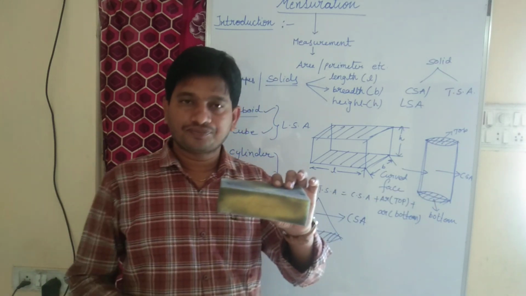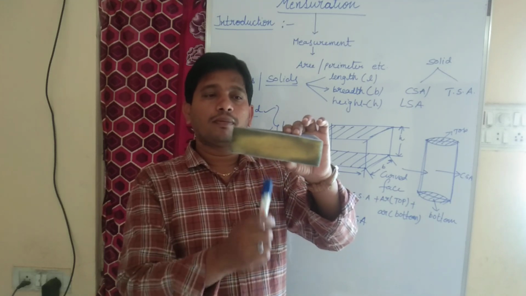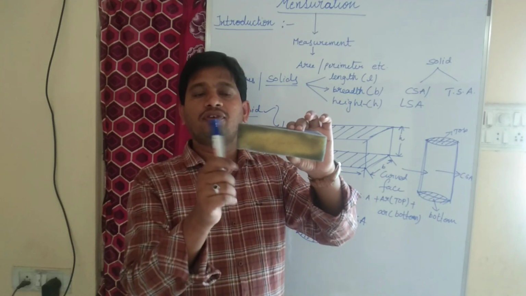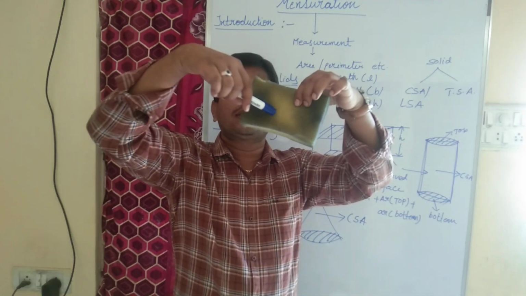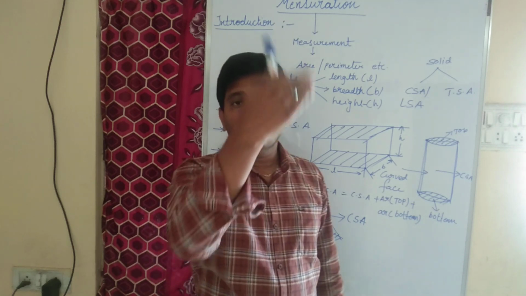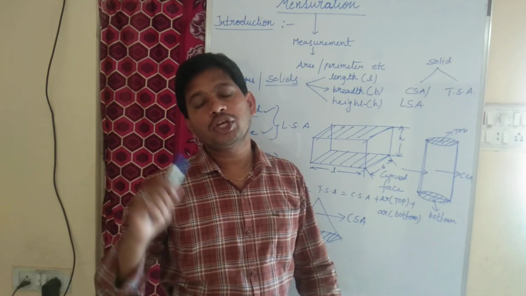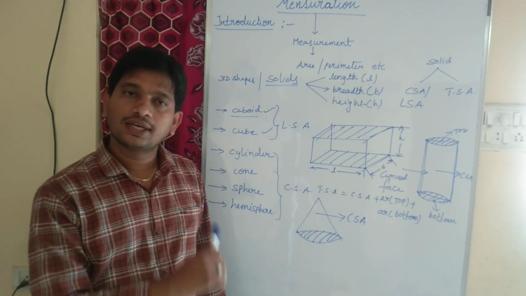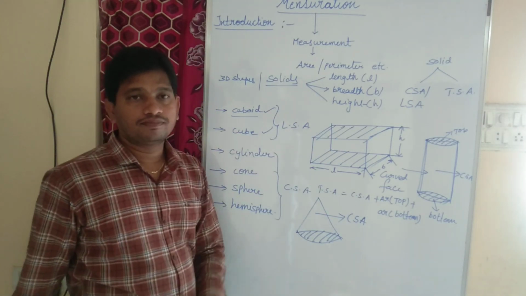You can see here, we have to consider the front face, back face, left face, and right face. We are leaving this top face and this bottom face. If you exclude top and bottom, that is CSA or LSA. If you include top face and bottom face, that is TSA. I hope you understood what we mean by area.